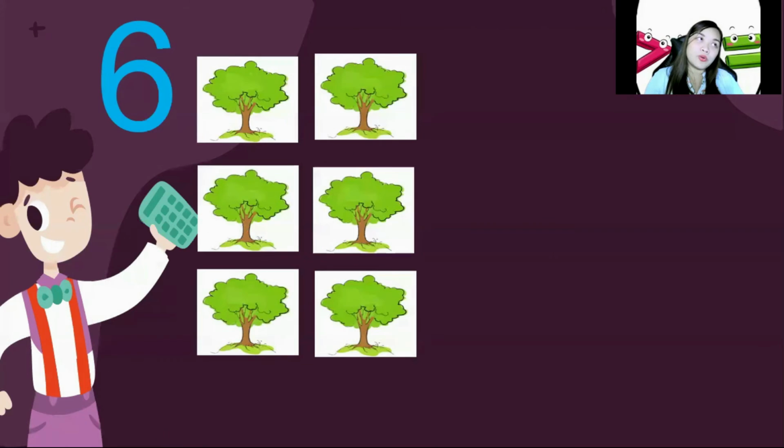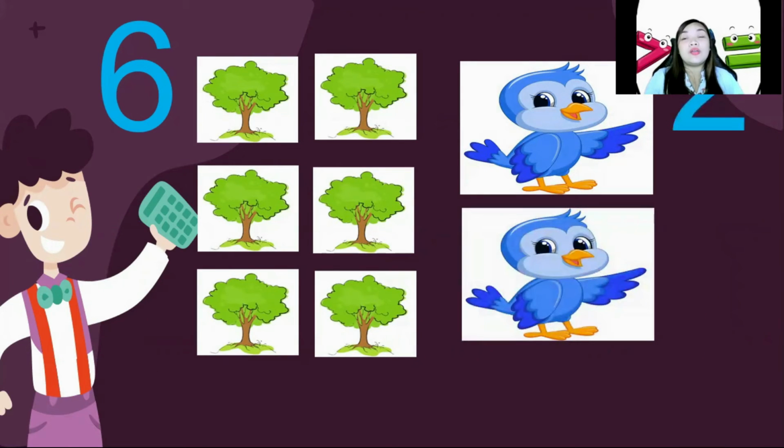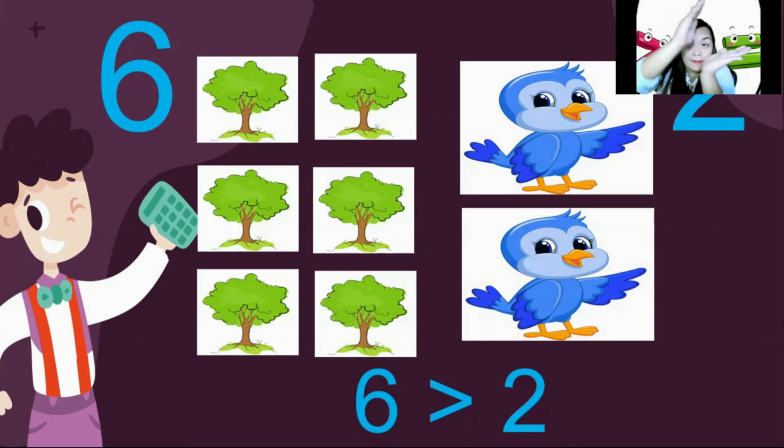Now, can you count the birds? 1, 2. There are 2 birds. So 6 is bigger or greater than 2. So the mouth or the opening is going to eat number 6. Okay, so it's bigger. So 6 is greater than 2.